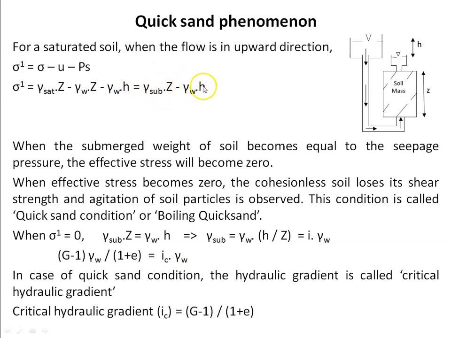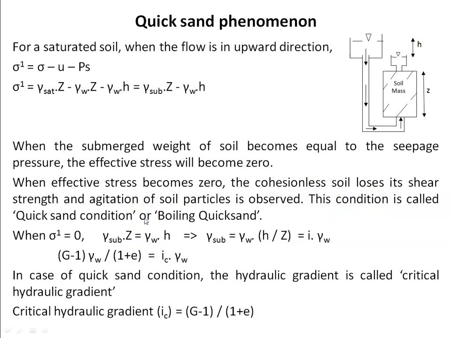When the submerged weight of soil becomes equal to the seepage pressure, then the effective stress will become 0. When the effective stress becomes 0, for a cohesionless soil, the shear strength will become 0.